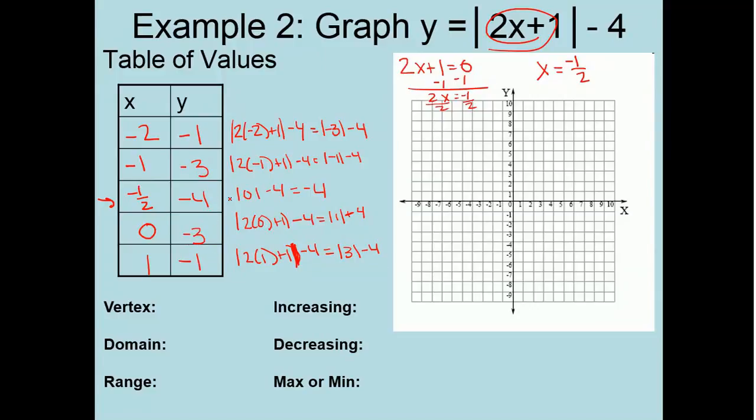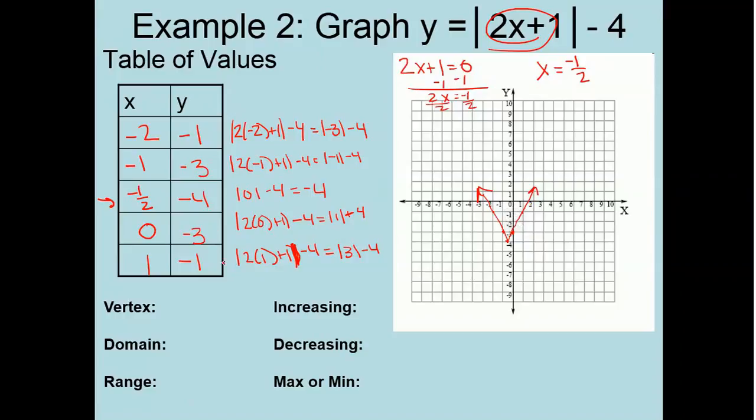Notice I have that rainbow matching, kind of a mirror effect around our vertex. So let's graph. Got negative 1/2, negative 4, right there. 0, negative 3, negative 1, negative 3, 1, negative 1, and negative 2, negative 1. Let's see if I can graph that. Ooh, that's pretty good actually. Oh, that's actually pretty dang good. Notice it's kind of like a V that's kind of been squished a little bit on both sides.